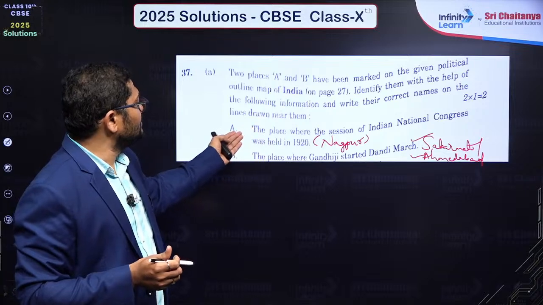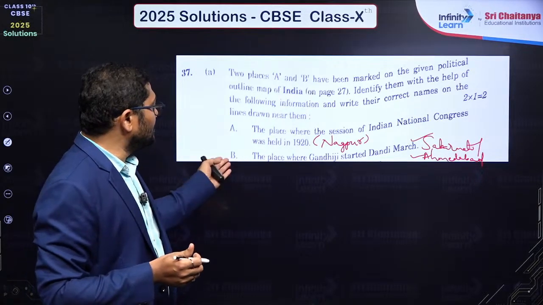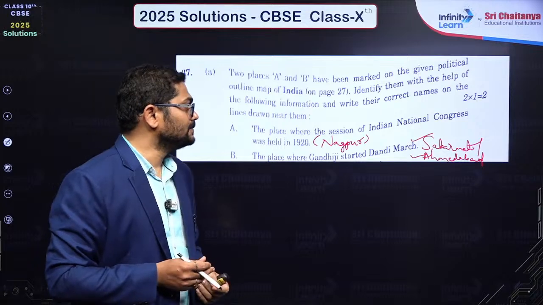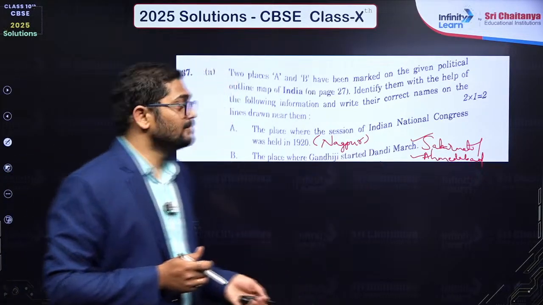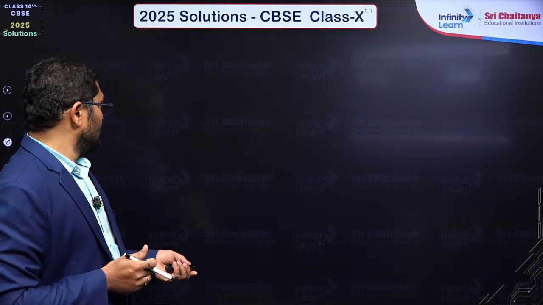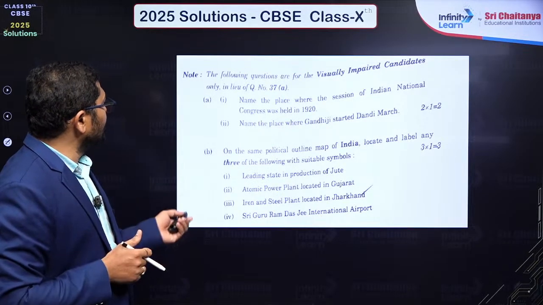So for question 37A, capital A, that is Nagpur. Then B, we have Ahmedabad, or Sabarmati. Next one, 37B.